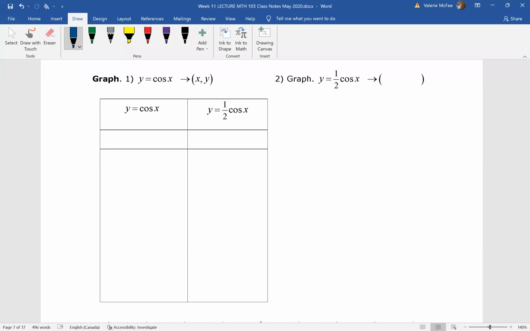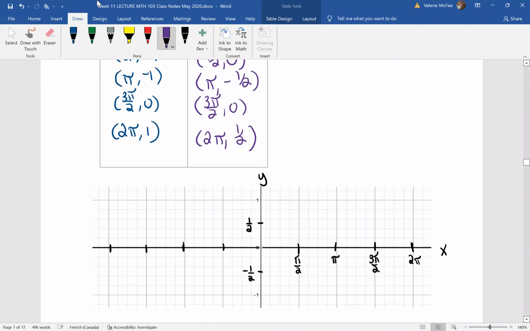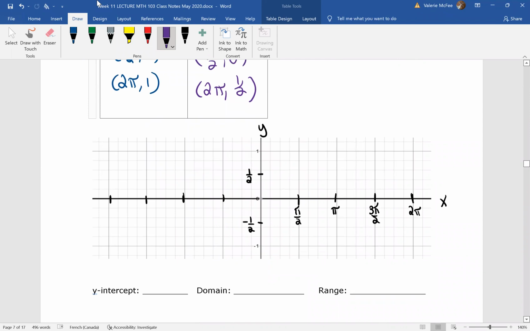Let's look at a transformation on our cosine function graph. I want you first of all to fill in the key points for y equals the cosine of x, and then fill in the key points for y equals 1/2 times the cosine of x. So you found these key points, you've multiplied the y value by 1/2, and again, when we're graphing, we're going to put in our highest point and our lowest point. We see that it's 1/2 and -1/2.